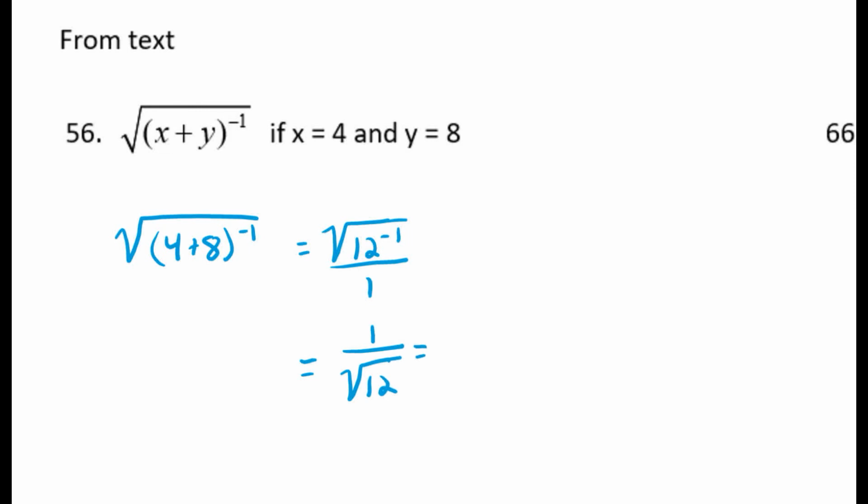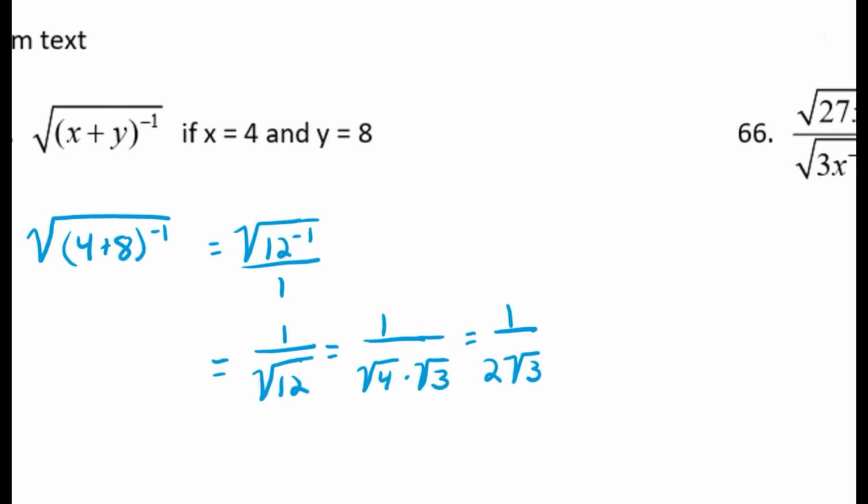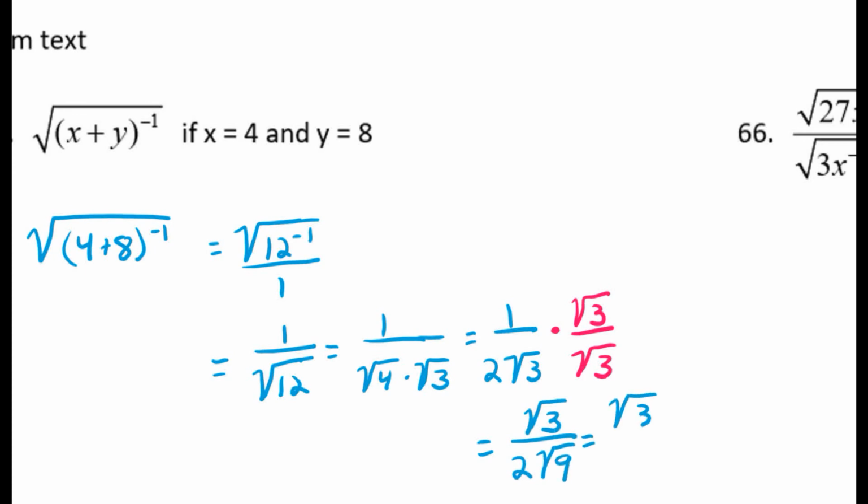Well, 12 has a perfect square in it, so we're going to take that out, the square root of 4 times the square root of 3, and that would give us 1 over 2 times the square root of 3. Well, we're left with a radical in the denominator, and so we know that we need to rationalize. This is a square root, not a cube root, so we don't have to think as hard. We're going to multiply the numerator and the denominator by the square root of 3 to create that perfect square, and that will give us the square root of 3 in the numerator, and in the denominator we'll have 2 times the square root of 9, which is, of course, 2 times 3, which is 6.